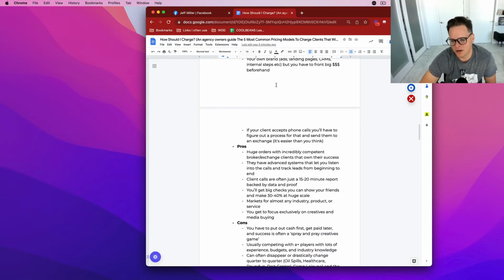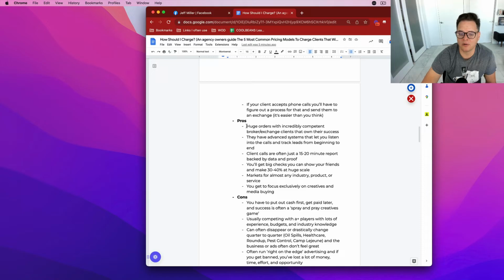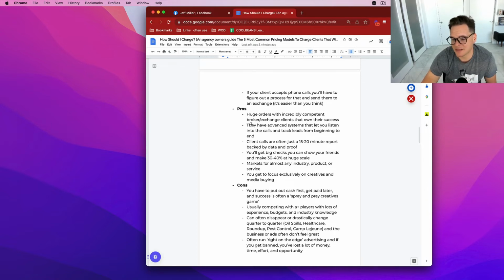If your client accepts phone calls, you have to figure out a process for that and send them to the exchange. It's easier than you think. There's a lot of programs and software that handle that. And the pro is you'll get huge orders with incredibly competent brokers or exchanges or clients that own their success, and they'll never say it didn't work because you didn't make it work. They'll always say we couldn't make it work, which is very, very useful. They have advanced systems that let you listen into the calls and track leads from beginning to end. I have seen people send thousands of calls per day, and the client is like, yo, you want to double tonight? That's okay too. And you can track them all the way through.